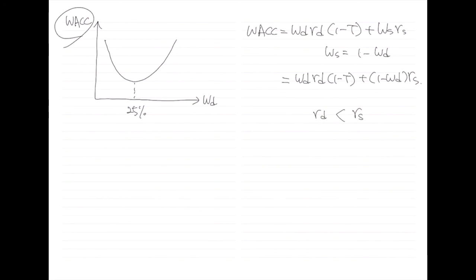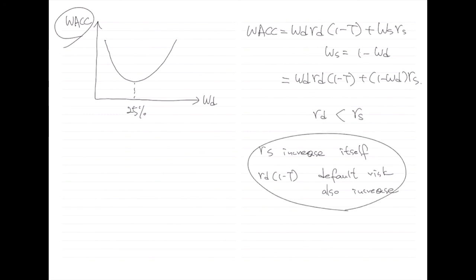And after the optimal point, the cost increases. Why? The RS itself increases, and one more thing, RD times (1 minus T) also increases. What does it mean? Default risk also increases. So the firm's weighted average cost of capital increases after the optimal point.